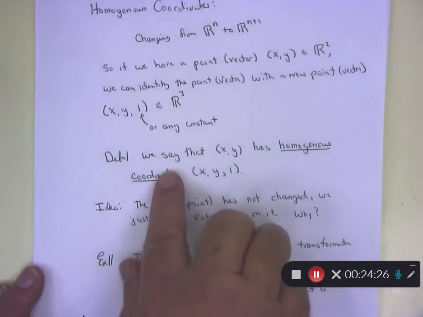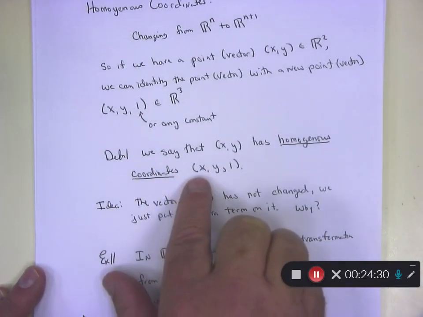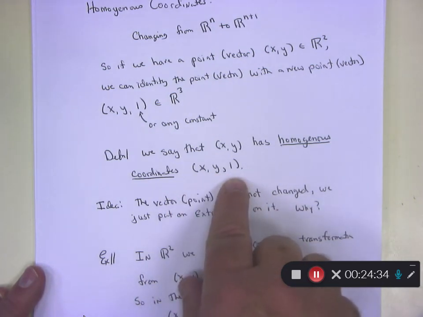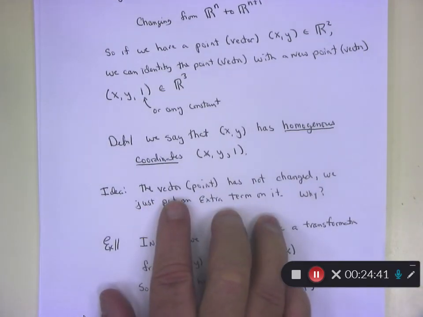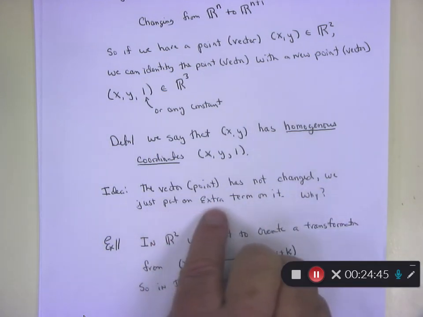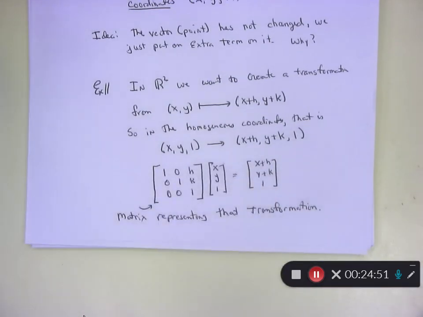Again, we say that xy has a homogeneous coordinate in the system of x, y, comma 1. But notice now this is 3 dimensions. This is an element of R3, a vector in R3. The idea is this. The vector or point has not changed, but we just want an extra term on it. Why? Well, let me give you an example. Here's an example right here.